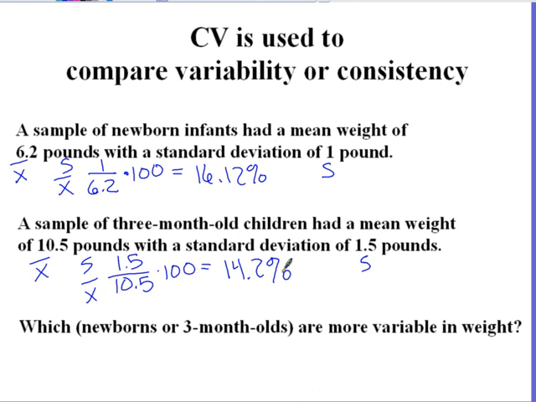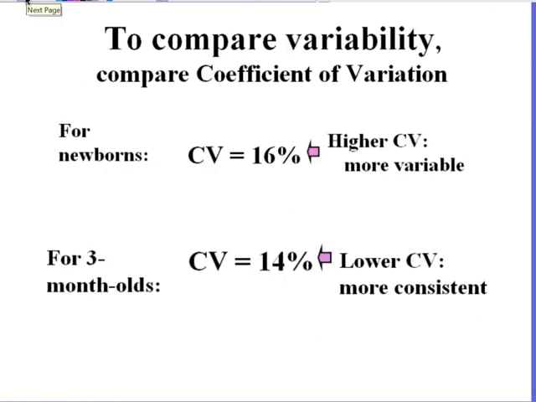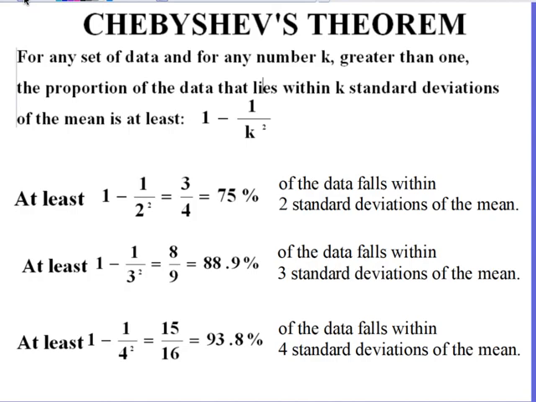Since 16.12 is higher, that's the sporadic one. So you would say that infants have more variability. Not by a whole lot, only out by 2%. Now, it is possible to get a percentage here that's bigger than 100%. If that were the case, that means your standard deviation is so much bigger than the mean that your data is all over the place. The smaller your standard deviation, the closer that number is to 0, the less crazy those numbers are.